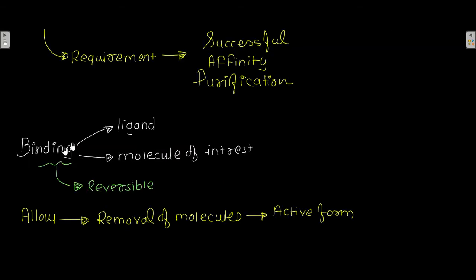The binding of this ligand to the molecule of interest should be reversible. It should be able to bind, and after that, when we want to remove the molecule of interest from the ligand, we should be able to do that. So the binding between the ligand and the molecule of interest should be reversible, and if it is reversible, that allows the removal of the molecule of interest in the active form.